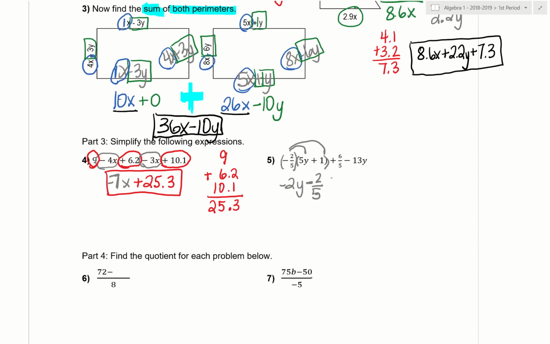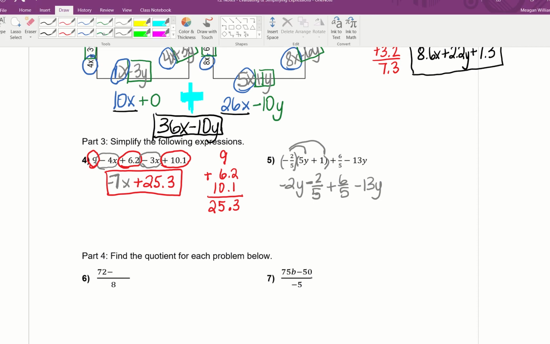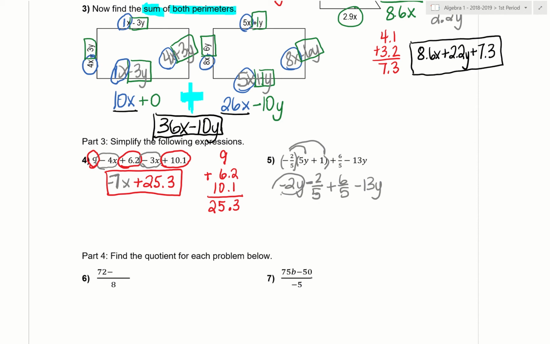Okay, now this 6/5 doesn't have to be distributed, so I'm going to bring it down. And this negative 13y doesn't have to be distributed either. This is the part where a lot of my students forget that we still have to distribute and then combine like terms to make it as simple as possible. So we're going to start with the alphabet first. We've got some y's, a negative 2 and a negative 13 are going to combine to be negative 15y.